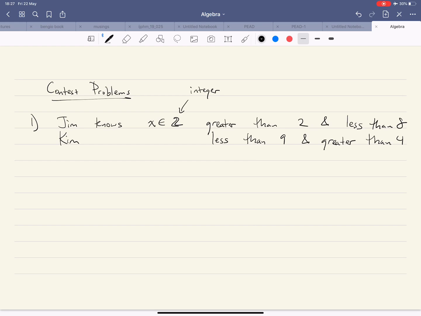And Tim knows that x is an integer greater than or equal to 2 and less than or equal to 6. And then the question asks, how many possible values are there for x?